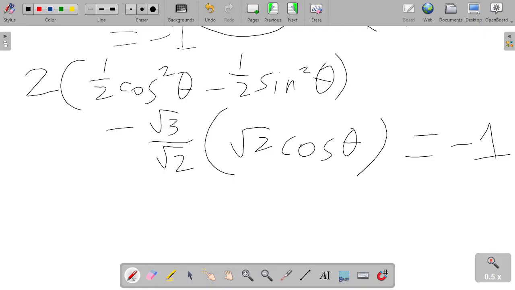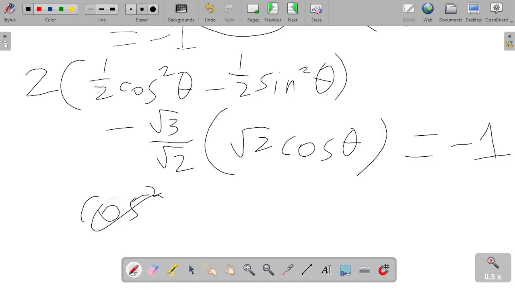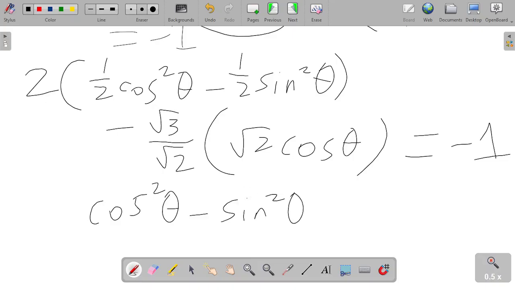Now it becomes easier. You multiply by 2 up, so cosine squared theta minus sine squared theta minus, you multiply this out, the radical 2 will cancel, you get radical 3 cosine theta. Let's bring the 1 to this side, you can get plus 1 equals to 0.